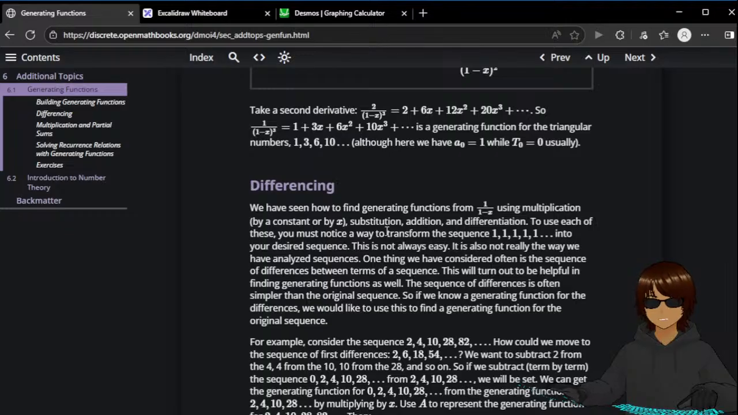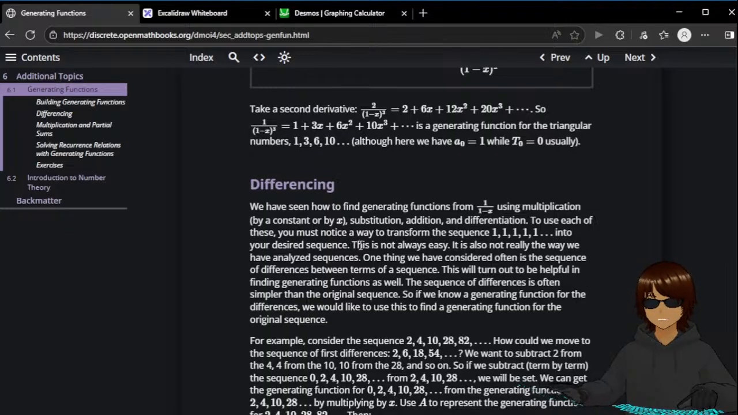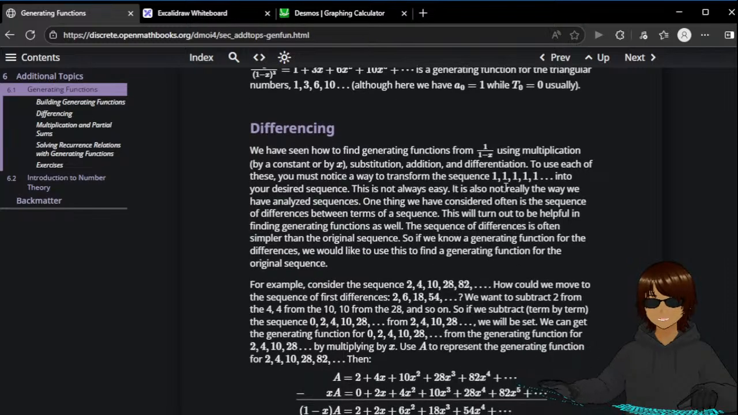To use each of these, you must notice a way to transform the sequence 1, 1, 1, 1, 1 into your desired sequence. This is not always easy. It is also not really the way we have analyzed sequences. One thing we have considered often is the sequence of differences between the terms. This will turn out to be helpful in finding generating functions as well. The sequence of differences is often simpler than the original sequence. So if we know a generating function for the differences, we would like to use this to find a generating function for the original sequence.